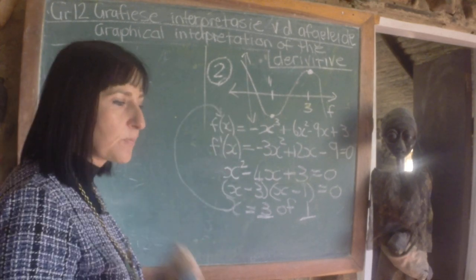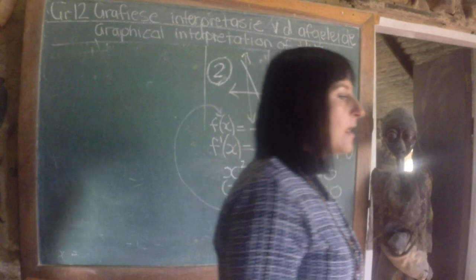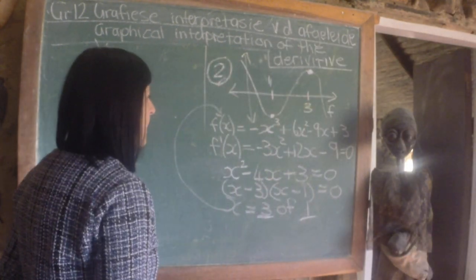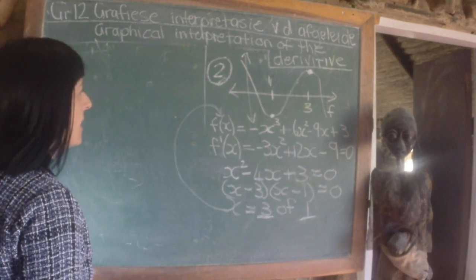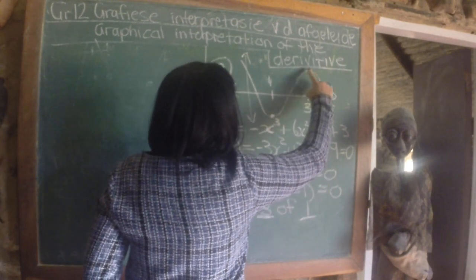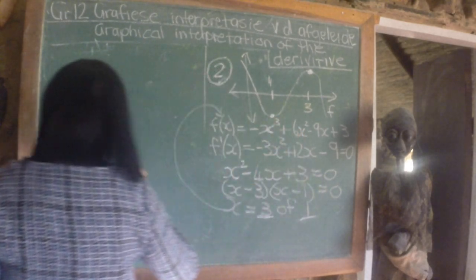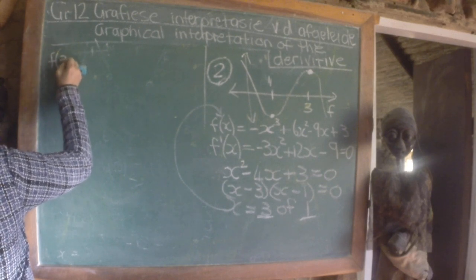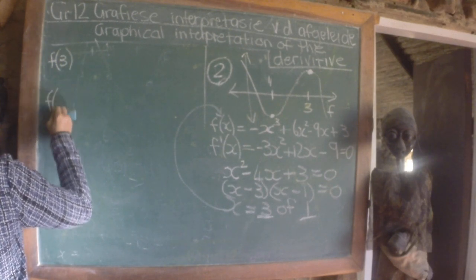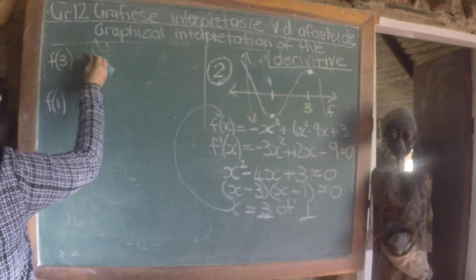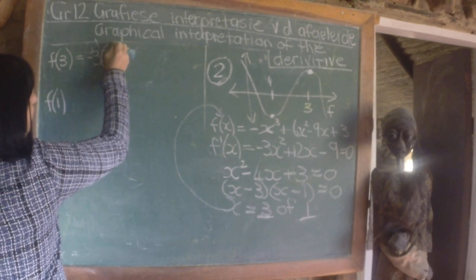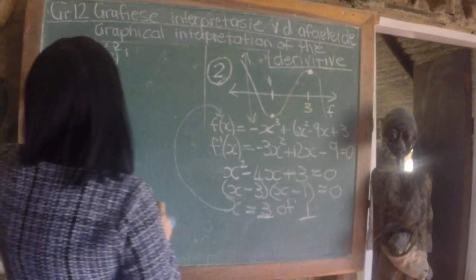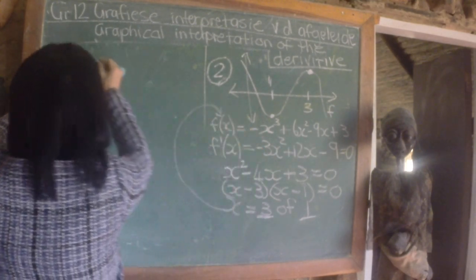It must be in the original function, grade 12, because remember, the derivative is the gradient of the tangent. I can't put it into the derivative. It must go into this function to determine the y value. So let's put in 3 into the original function. So we put in 3 and we put in 1. So we can say minus 3, 3 squared. No, that's wrong. The original function, that one.